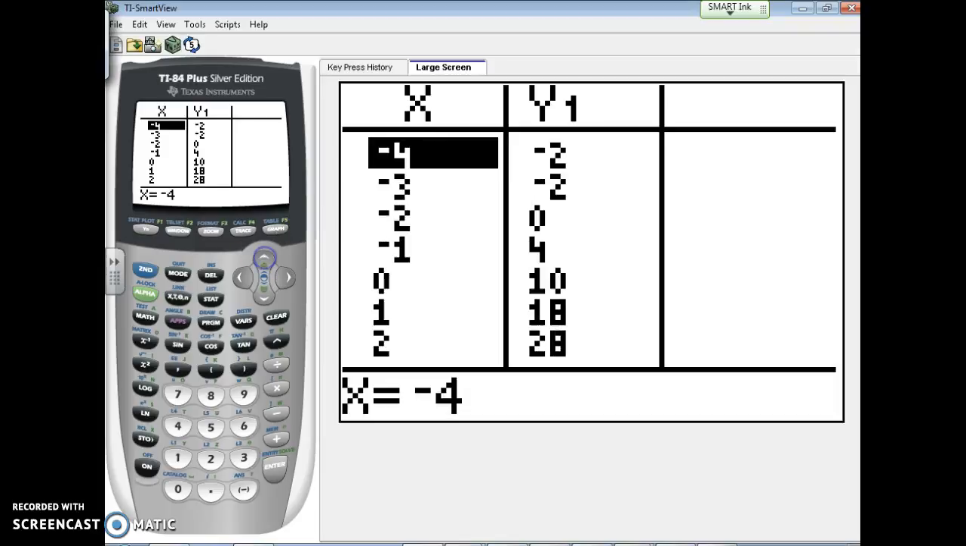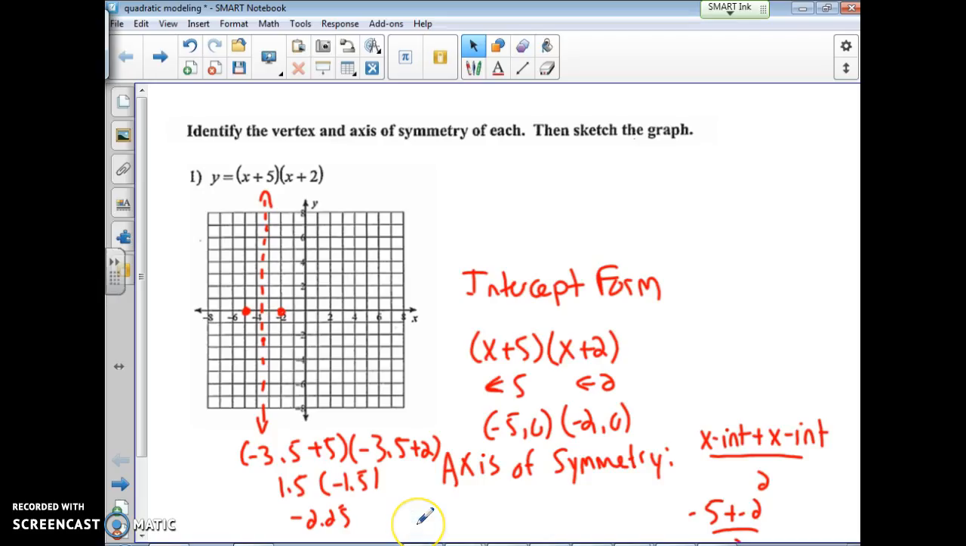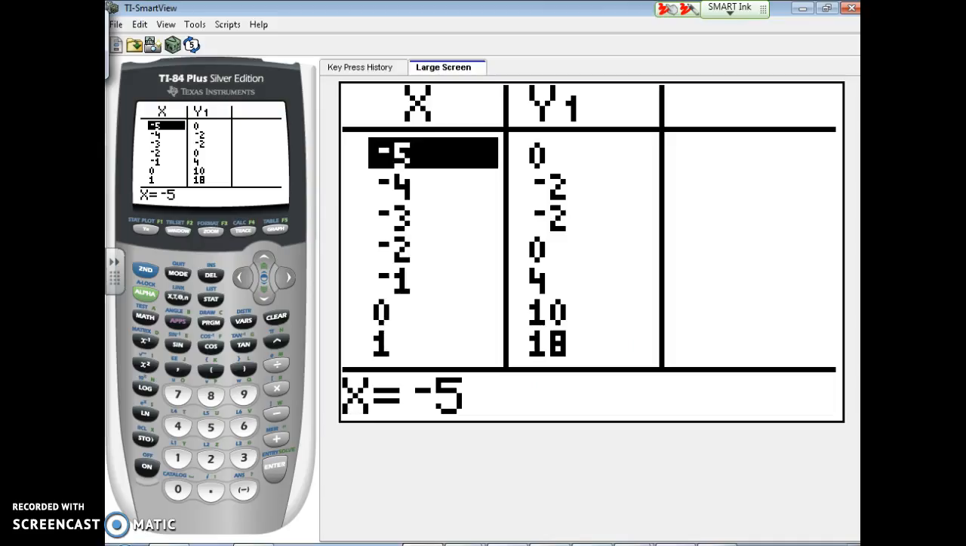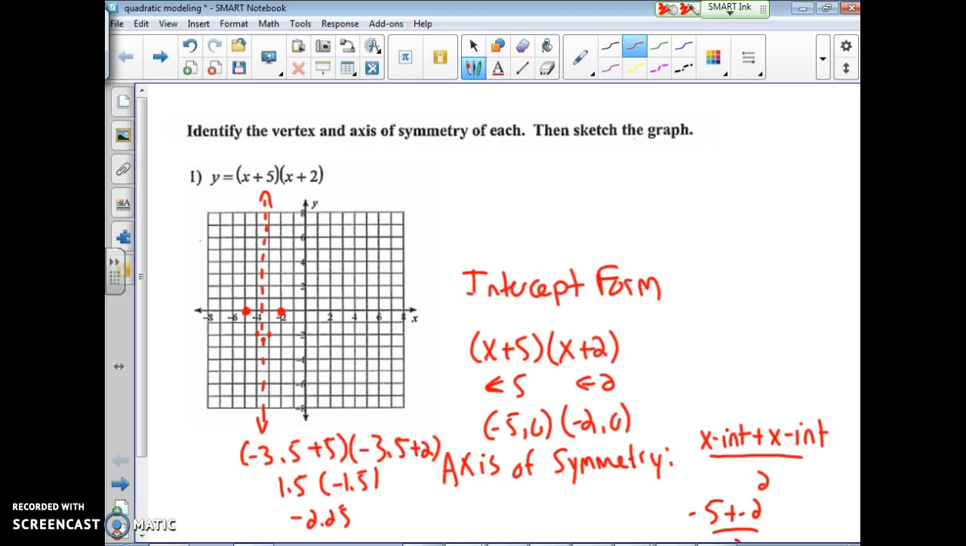So it looks like I got negative 3, 2. It looks like I got negative 1, 4. So I'm going to graph a point at negative 1, 4, which means I can reflect it over to negative 6, 4. And I get my easy graph.